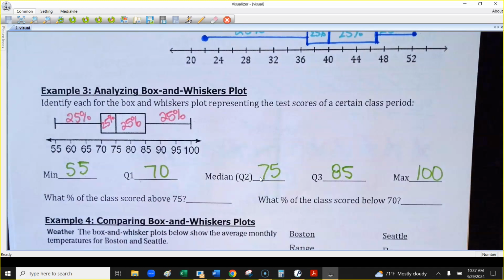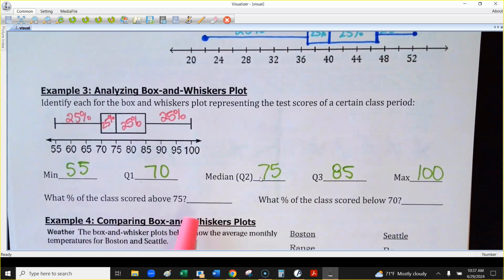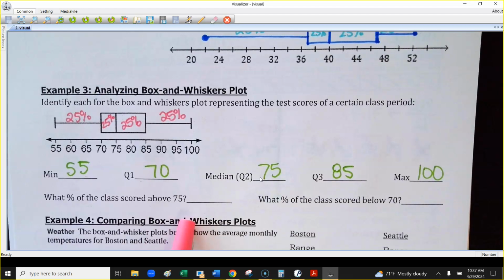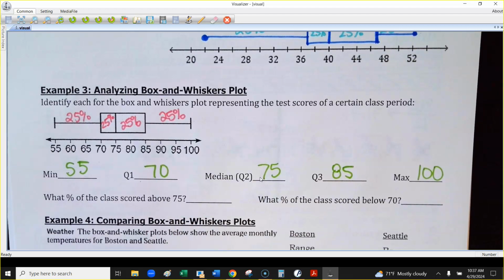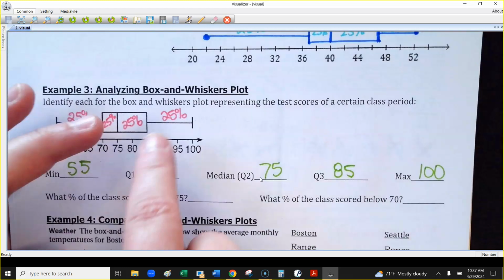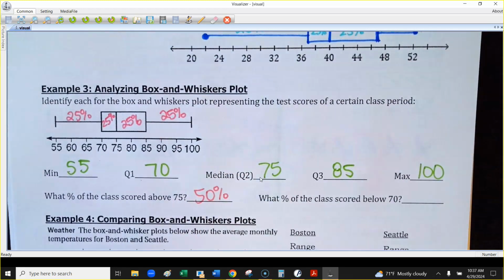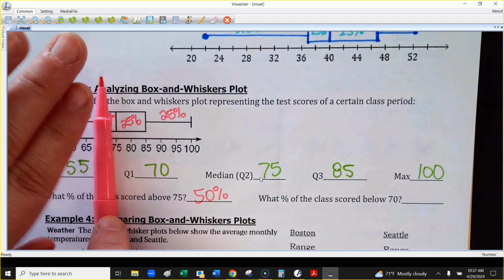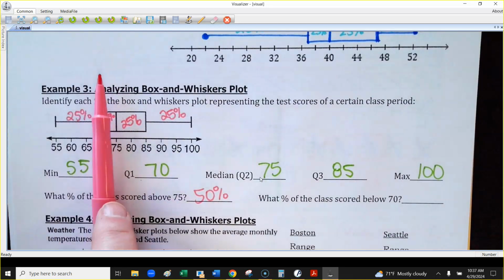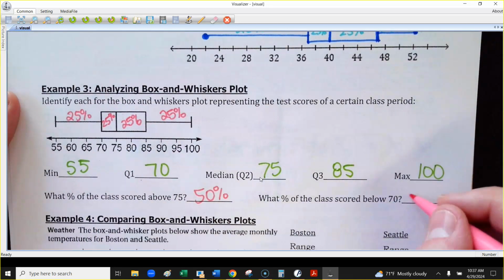So this says what percentage of the class scored above a 75? 50%. Right, here's your 75, 25, 25. So 50% of the class scored over 75. What percentage of the class scored below a 70? So here's the 70. So just 25, like 1/4 of the class, scored less than 70. So this would be 25%.